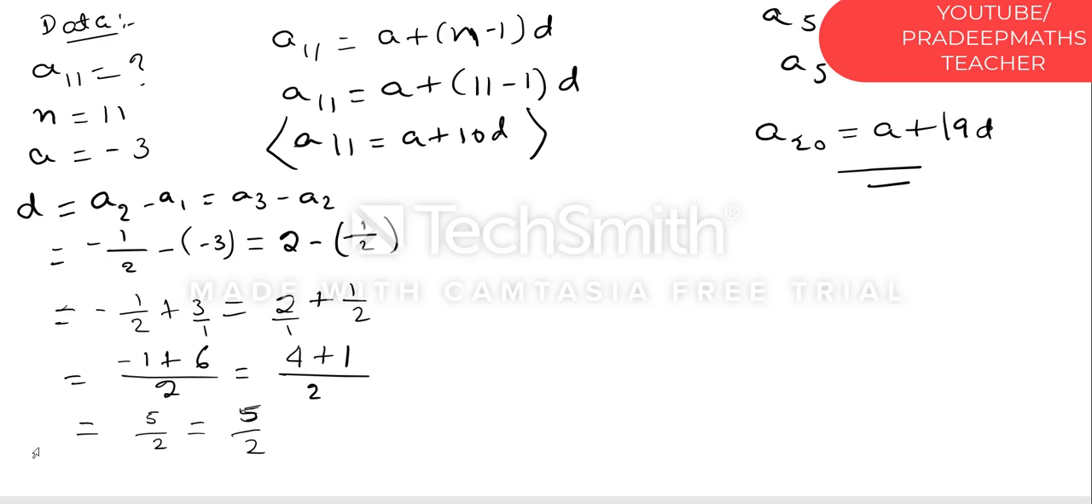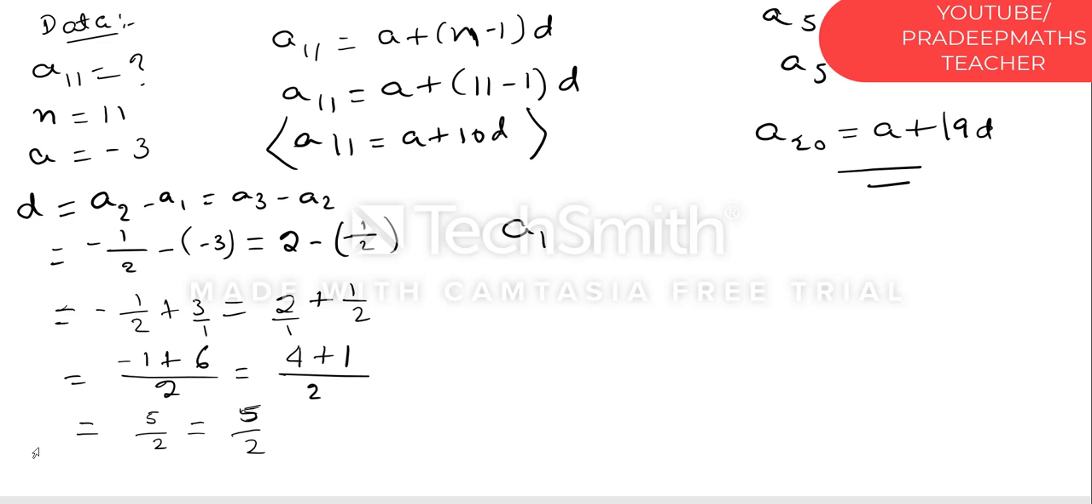Now what is the meaning of this? Simple. I already told you, if the common difference is the same, then the given terms are AP terms. Now you got the common difference. Just apply the common difference in the place of D. You will get the 11th term.